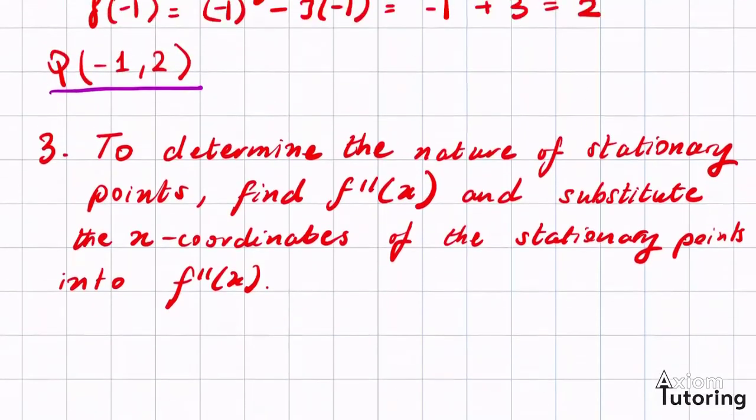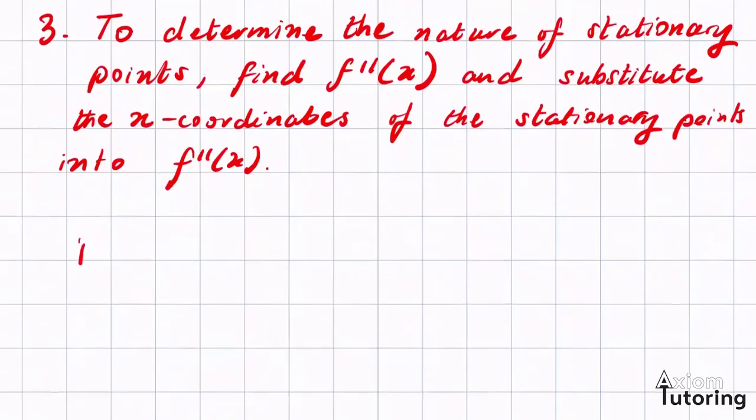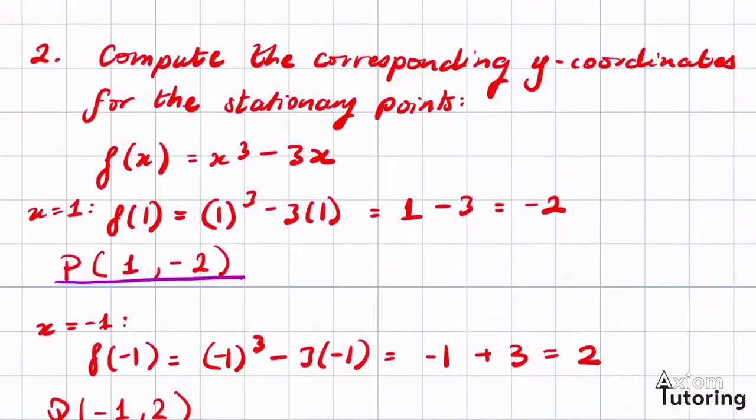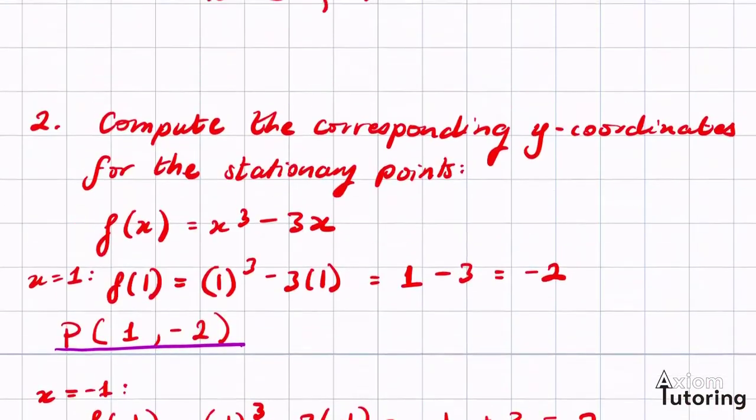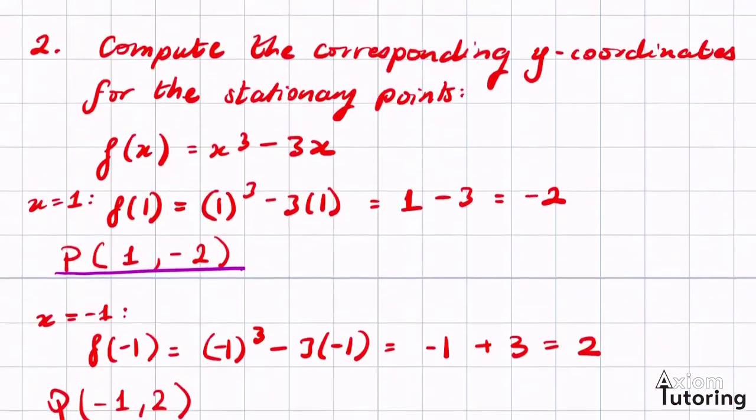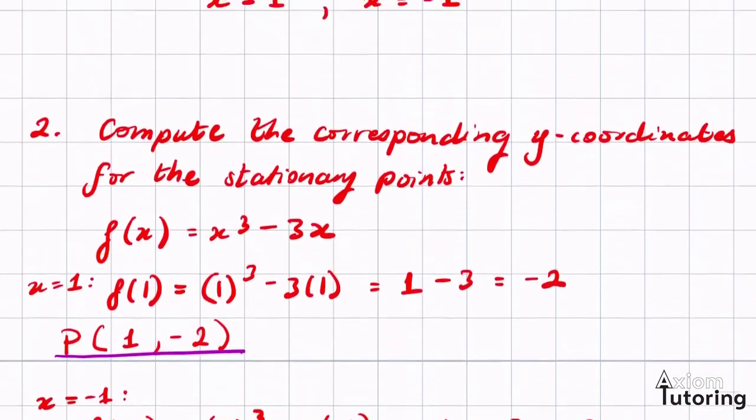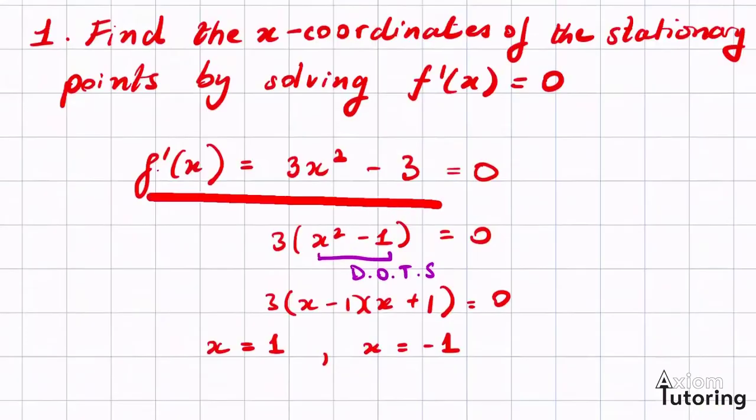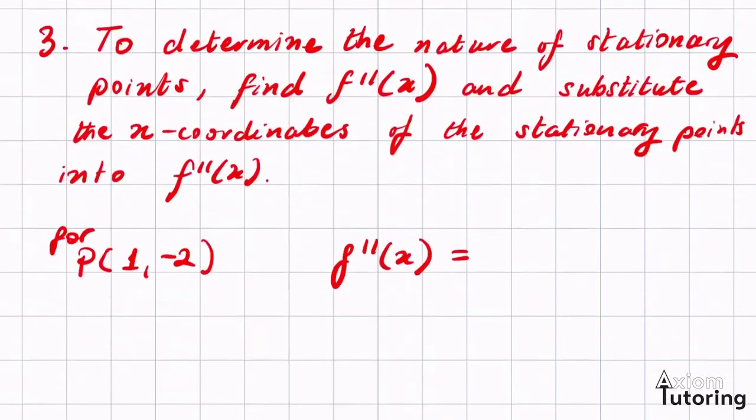So let's start with point P. Our point P is (1, minus 2). For this point, we first have to find f double dash of x. We can either take the double derivative of our f of x, or we can just differentiate our first derivative function again. This might be easier. So let's just differentiate the function 3x squared minus 3, because this is our first derivative.